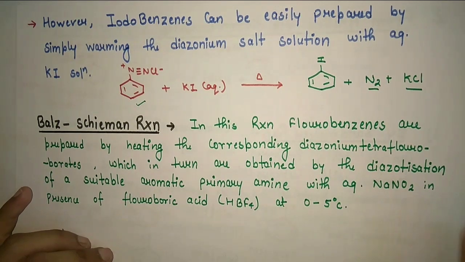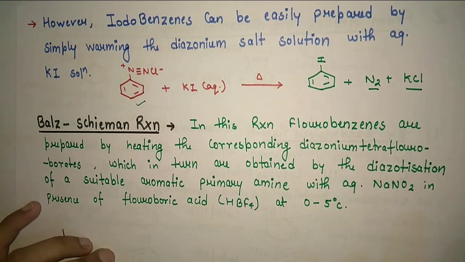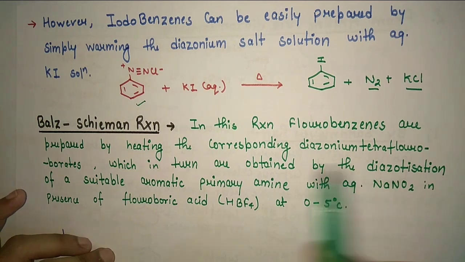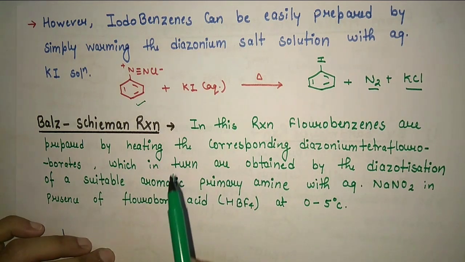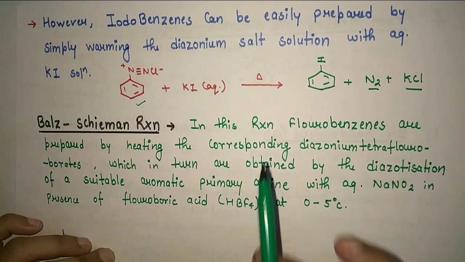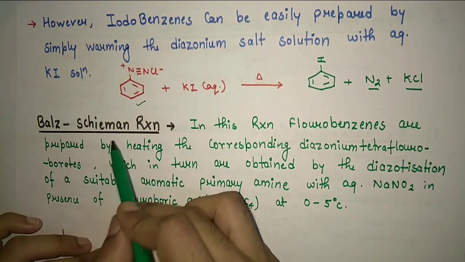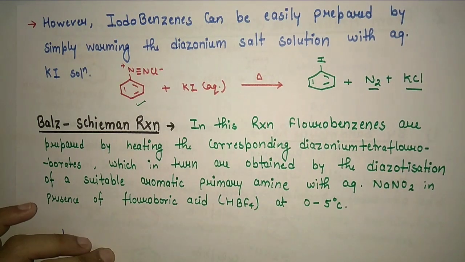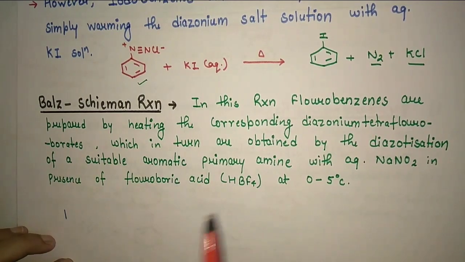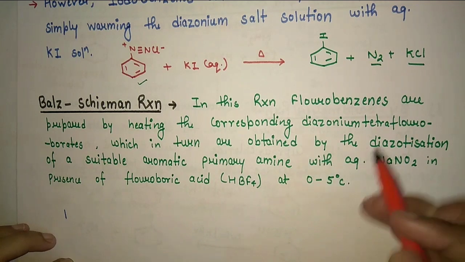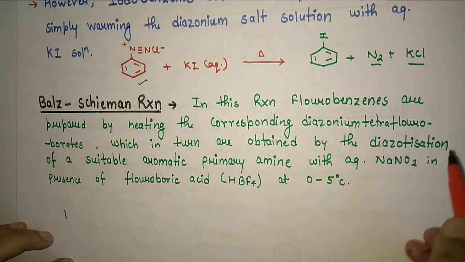Now I have told you that fluorobenzenes cannot be prepared by the direct halogenation or fluorination because the reaction is very violent, or we cannot control that reaction. So this is the method by which we can prepare the fluorobenzene. It is a name reaction. This is known as the Balz-Schiemann reaction. In this reaction, fluorobenzenes are prepared by heating the corresponding diazonium tetrafluoroborates.